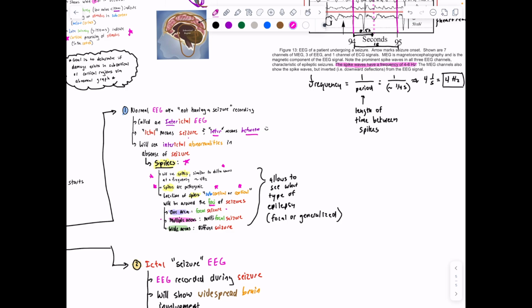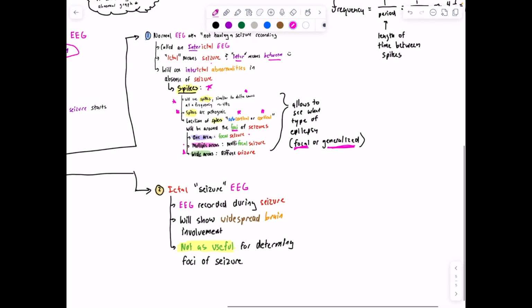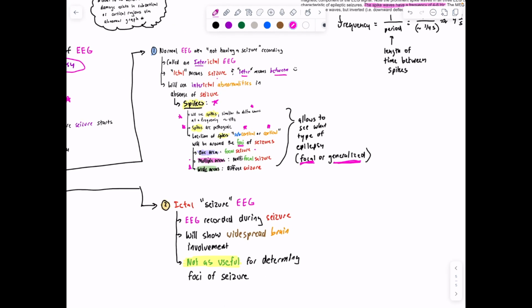If you have multiple areas where it seems it's originating, that would be a multifocal seizure. And if it's wide areas, it's a diffuse seizure. So it can allow you to identify the type of epilepsy as focal or generalized, and that will change treatment. Okay, so you'll see spikes on the interictal EEGs for somebody with epilepsy.